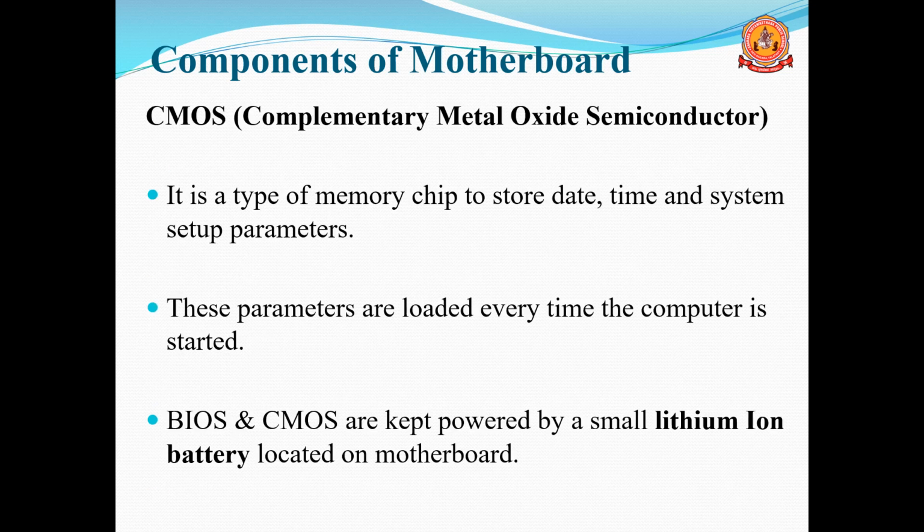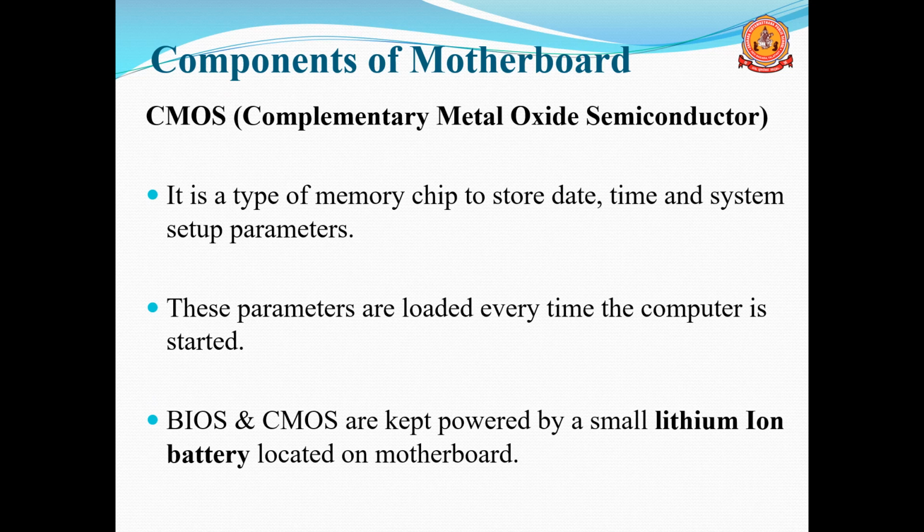The next one is CMOS, complementary metal oxide semiconductor. It is a type of memory chip used to store the date and time in a system, or a set of parameters. For example, if you switch off the system today and switch it on tomorrow, the date and time will be updated along with the system.